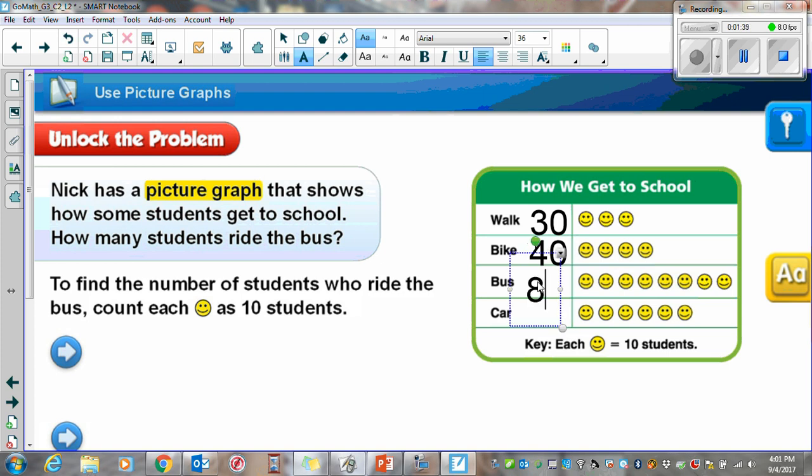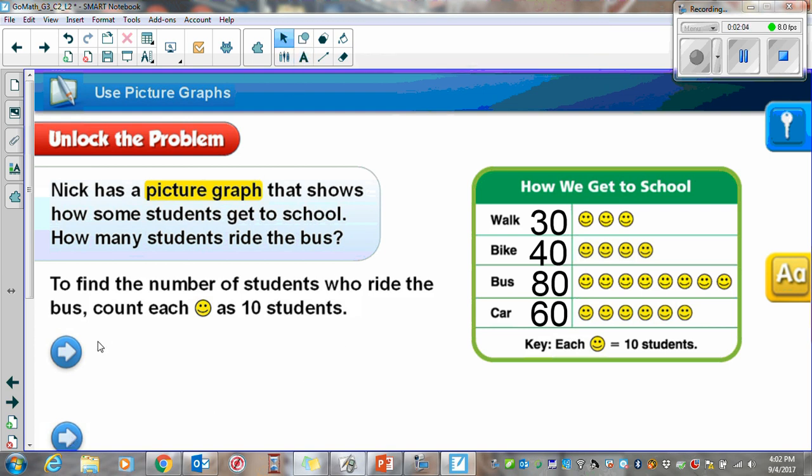80 students ride the bus to school, and our last row is represented by the number of students who arrive by car. We're going to count those also. So as you can see, we have 10, 20, 30, 40, 50, 60 students who arrive by car. So now we have all of our information that our pictograph is trying to show us. We can use that information in order to solve a problem.